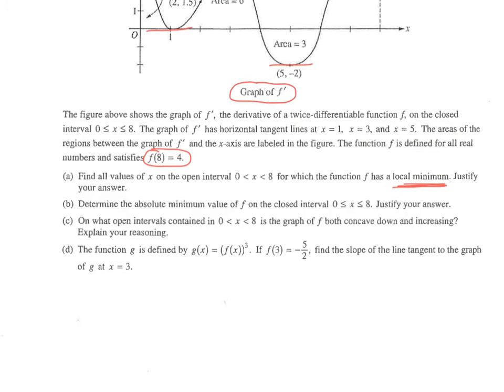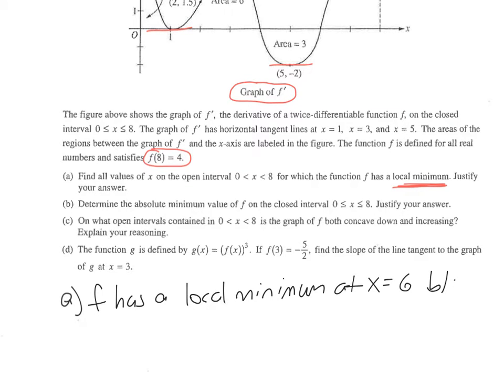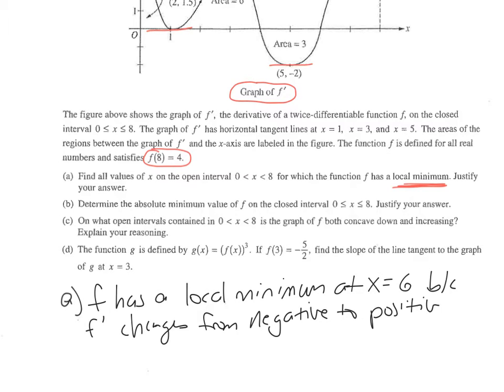So for part A, we'll say f has a local minimum at x equals 6 because f prime changes from negative to positive at x equals 6. All right, for part B, determine the absolute minimum on 0 to 8.